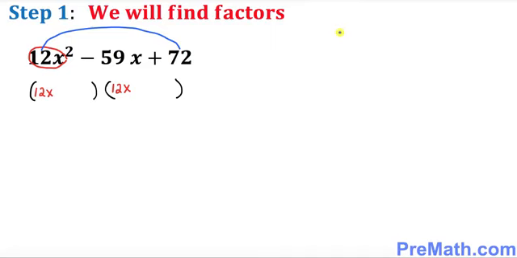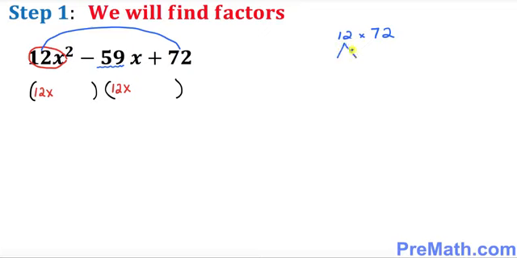Let me just put it down over here somewhere. 12 times 72. Now we're going to be finding the factors. We're going to break them down in such a way that if we add or subtract, we must get negative 59. So let me show you an easy way.